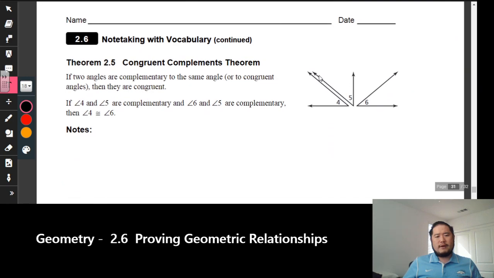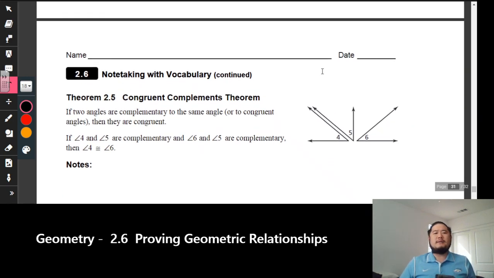In 2.5, we have the congruent complements theorem. If two angles are complementary to the same angle, remember complementary angles are two angles that add up to 90 degrees, then they are congruent. So right here in our example, if angle 4 and angle 5 are complementary and angle 6 and angle 5 are complementary, then angles 4 and 6 are congruent to each other because they are complementary to the same angle, which happens to be angle 5.